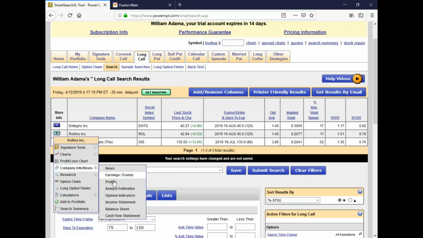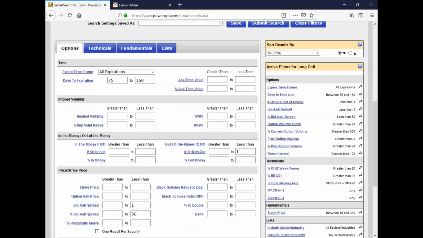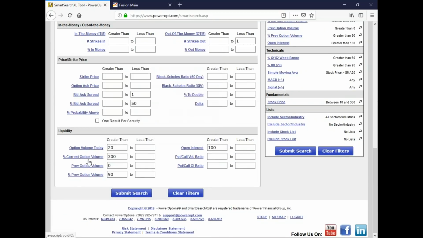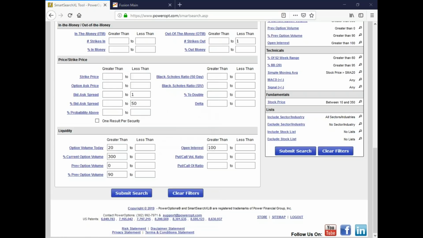But I don't know Rollins. I'd go ahead and take a look at the profile, see what sector and industry they're in. I could also add those columns directly up here in any search also. Okay, Jim, so that's what you want to look for when you're considering higher option volume: that percent current option volume field, or even the percent previous option volume, looking for where the activity is across the board in the positions.